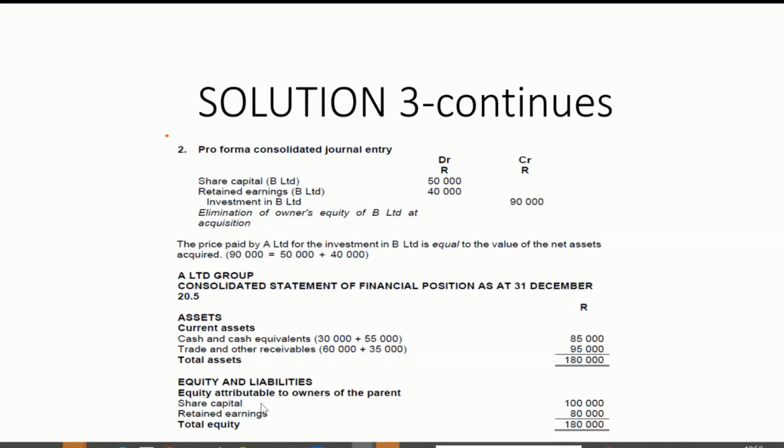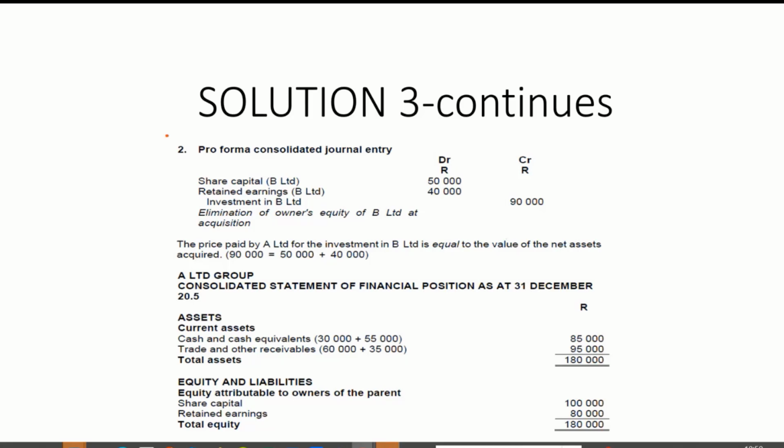So the rule is always the same: combine, eliminate. Combine, eliminate. You first combine. Then you look at your pro forma journal entry or your consolidated journal entry and look at what you have done. If you have debited it, go and subtract it. If you have credited it, go and add it, and so on. Then you get the final answer.